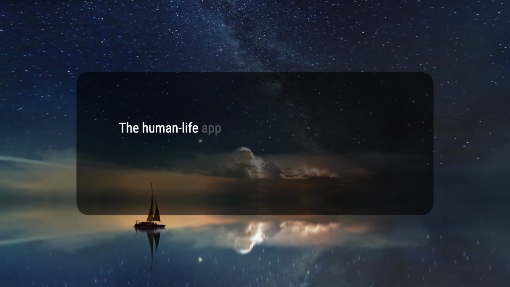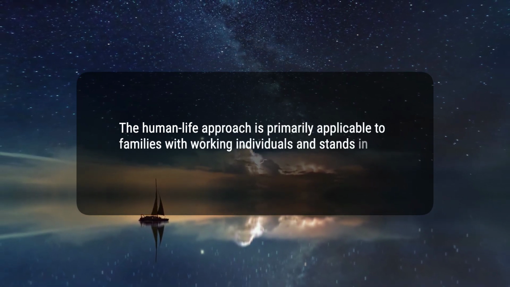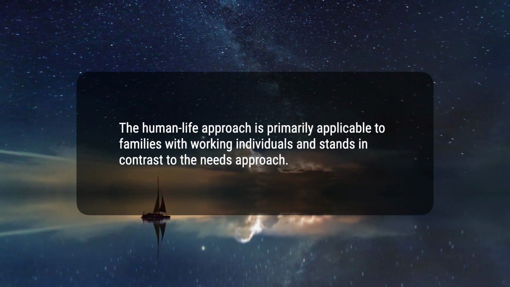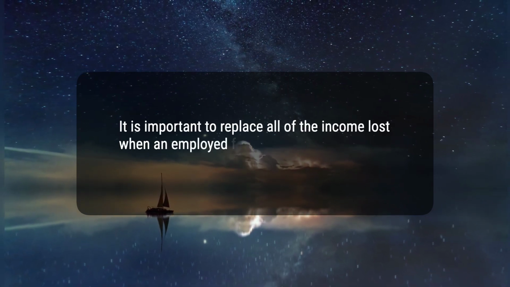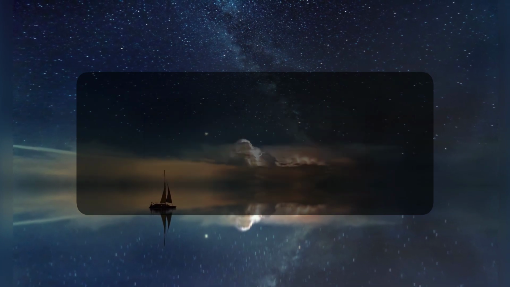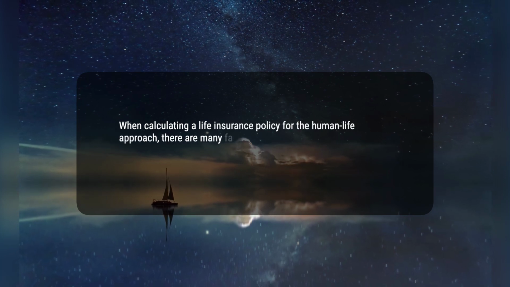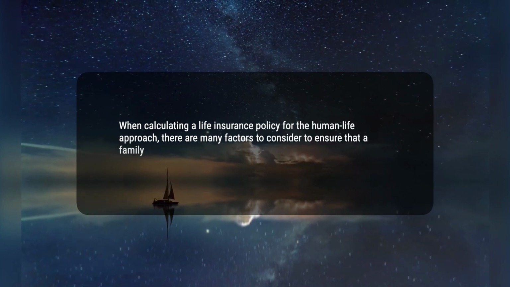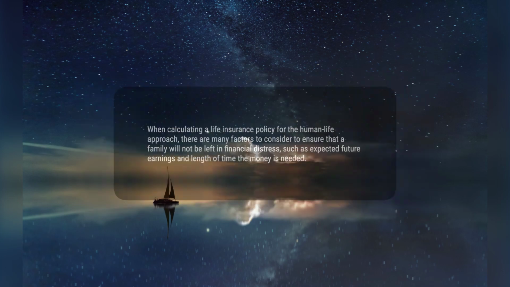3. The human life approach is primarily applicable to families with working individuals and stands in contrast to the needs approach. 4. It is important to replace all of the income lost when an employed family member dies when using the human life approach. 5. When calculating a life insurance policy for the human life approach, there are many factors to consider to ensure that a family will not be left in financial distress, such as expected future earnings and length of time the money is needed. Hope this would help.